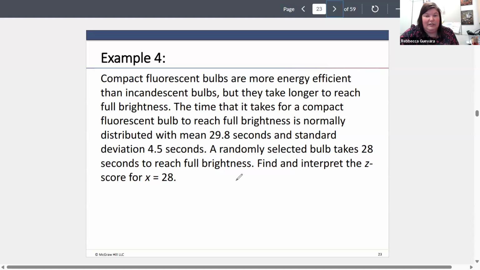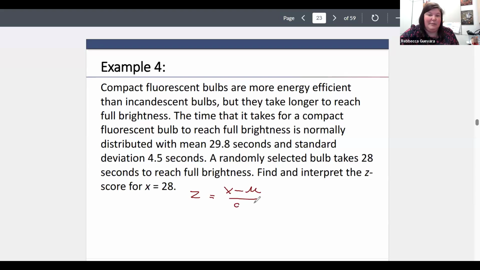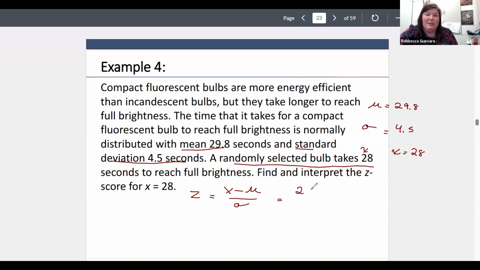So remember, z-score is my x minus my mean divided by my sigma. We are told here, for my population of fluorescent bulbs, the mean is going to be 29.8. The standard deviation is 4.5. And then we're asked about a randomly selected bulb. So this is my randomly selected variable. That will be my x. X will be the 28. So my z-score for 28 is going to be 28 minus 29.8 divided by 4.5.